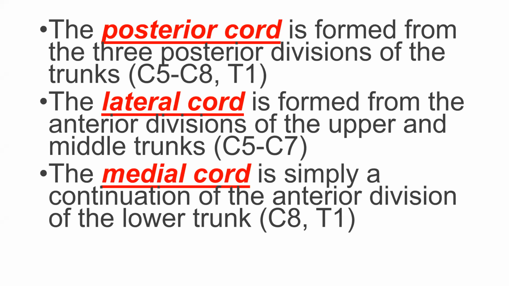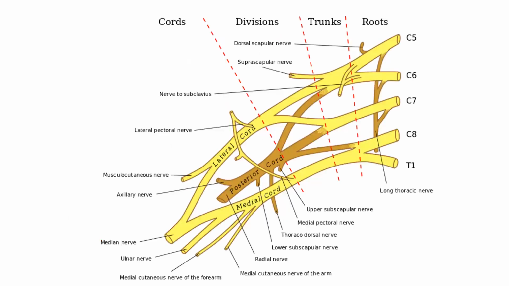The lateral cord is formed from the anterior divisions of the upper and middle trunks, C5-7. The medial cord is simply a continuation of the anterior division of the lower trunk, C8-T1.